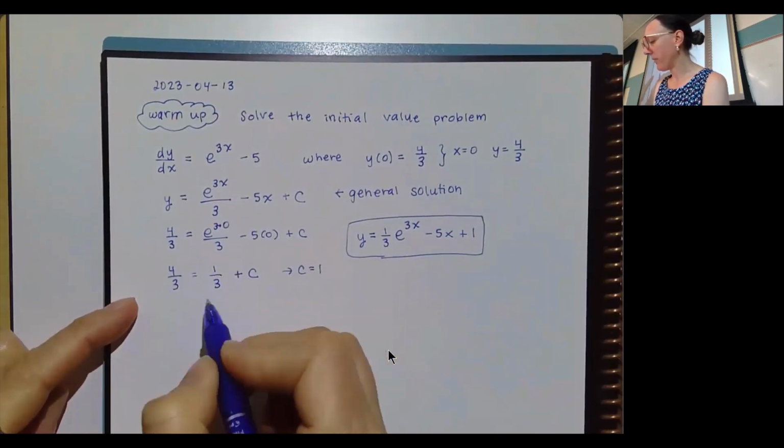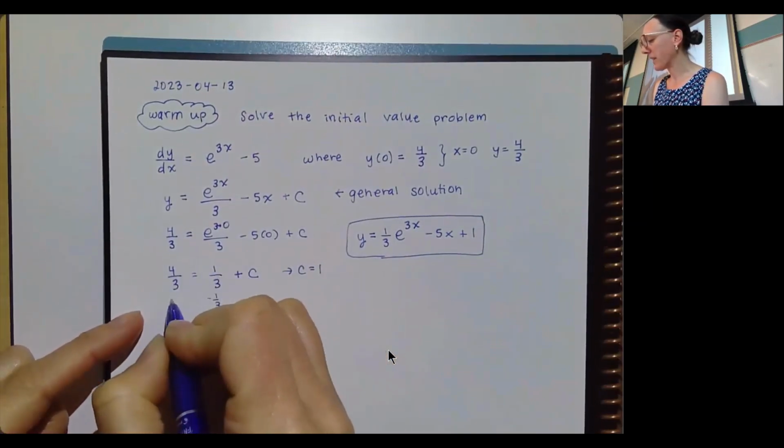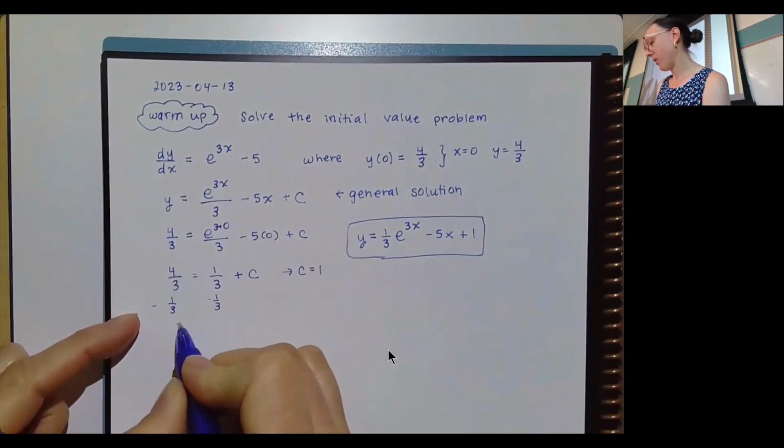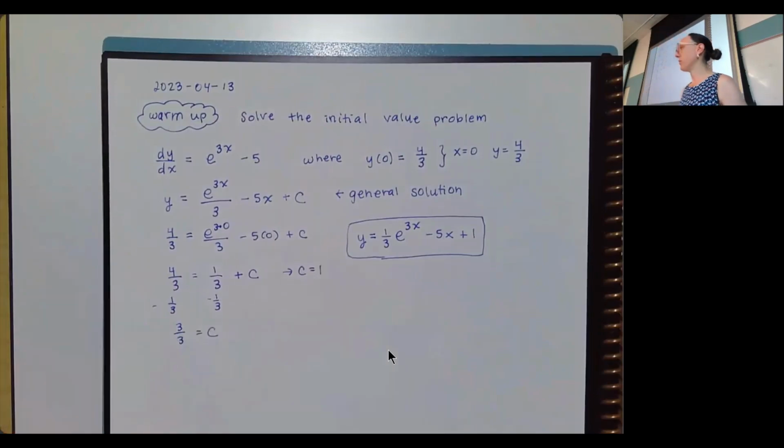Solving this equation, I'm subtracting 1/3 from both sides. And 4/3 minus 1/3 gave me 3/3, which I just simplified to 1.